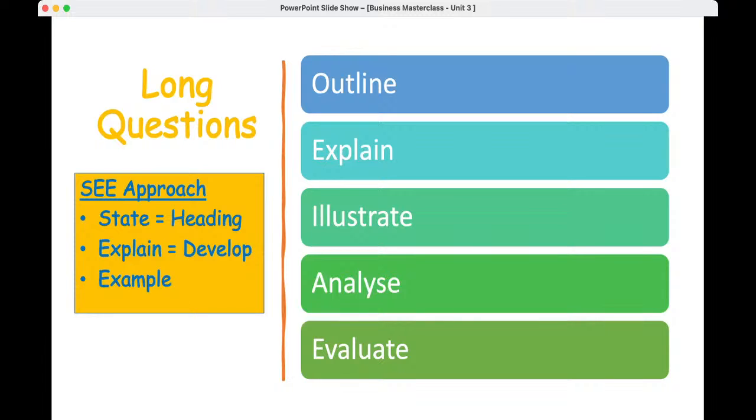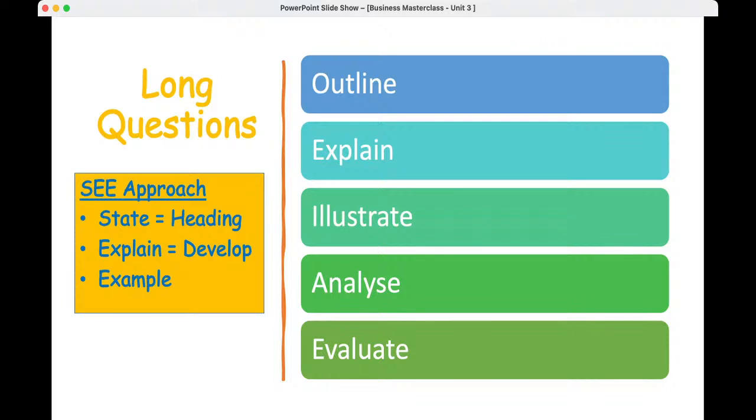State, explain, example. That's 20. And then there will be marks, whether it's 5 or 4 marks, going for your evaluation. You have to write a heading right at the bottom that says evaluation. So write the heading evaluation, and then give your evaluation. So what do you think?